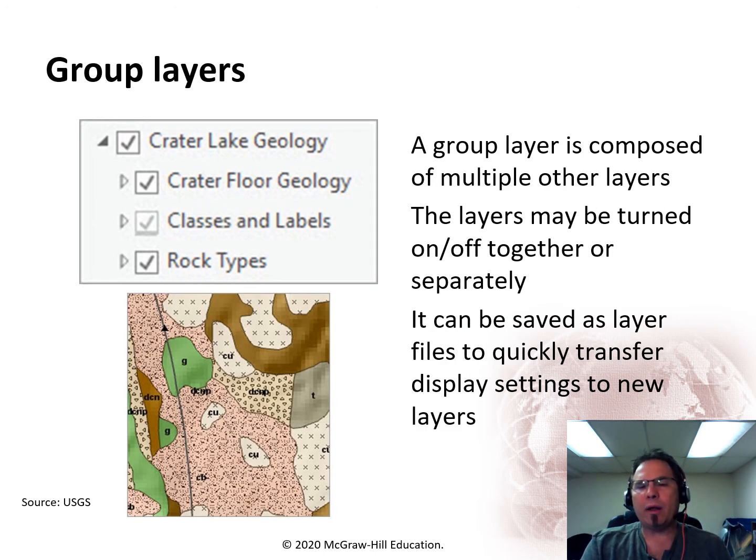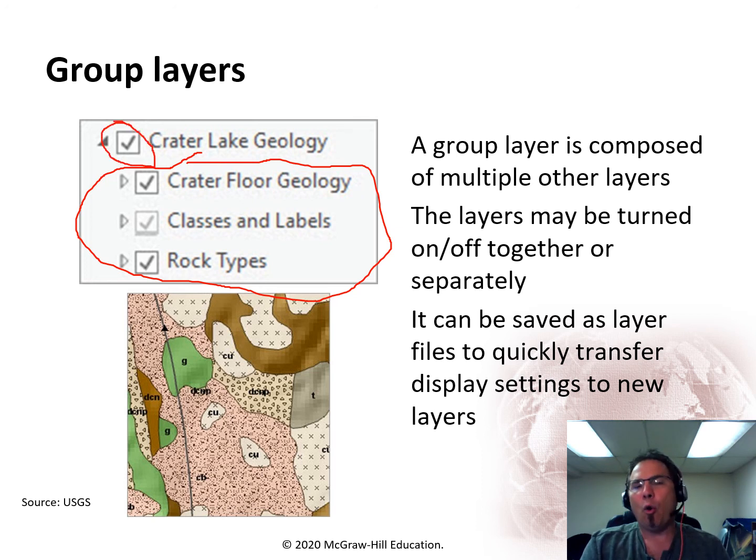So sometimes you want to take layers that all have something to do with each other and group them together. For example, you have these three layers here that all have to do with Crater Lake geology, so you can group them together. What that does is make it a lot easier to turn them all on and off together, so that's what this checkbox is. Or you can do it separately. You can also save this as what's called a layer file to quickly transfer display settings to new layers. That's sort of like saving the color scheme, saving the symbology and all of that. We'll get more into that later on.